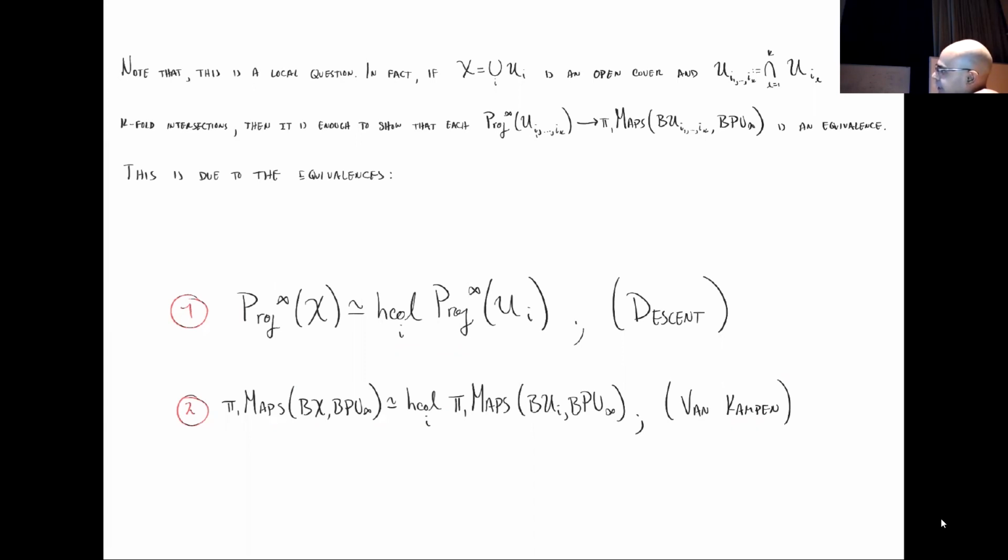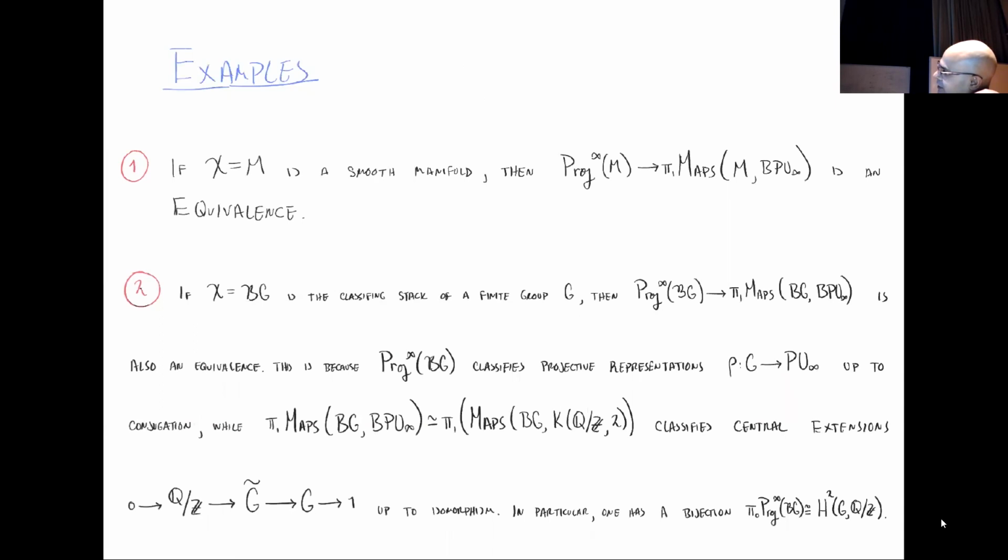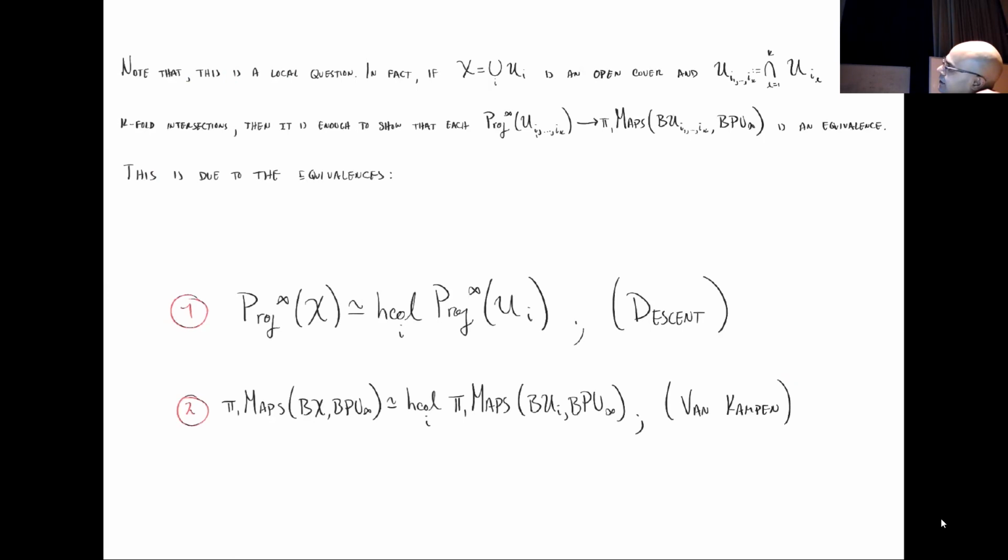So if we choose this cover in that way, then just by this, we can in fact reduce the problem to the case of the classifying stack of a finite group, and then this proves that the map from the groupoid of finite dimensional projective bundles on X, when X is an orbifold, is an equivalence to the fundamental groupoid of the space of maps.